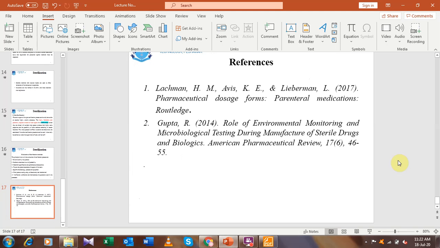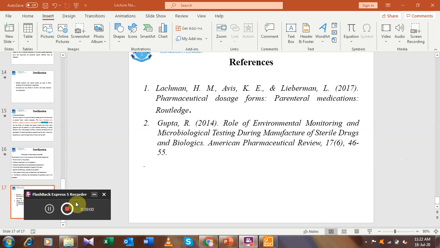References: Lyckman, Pharmaceutical Dosage Form: Parenteral Medication, 2017, and Gupta, Role of Environmental Monitoring and Microbiological Testing During Manufacture of Sterile Drugs and Biologics. It is the American Pharmaceutical Review, and these are the pages consulted. It is a review paper, and you can consult this one as well.